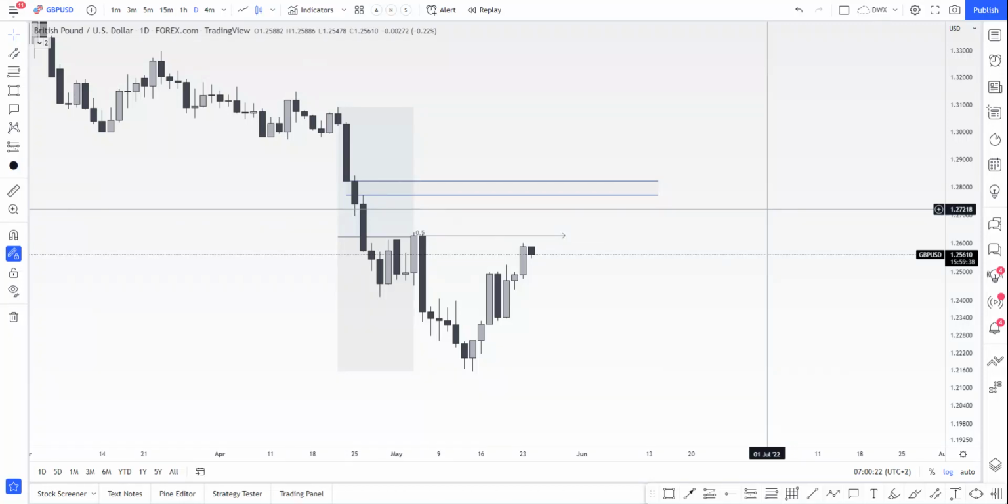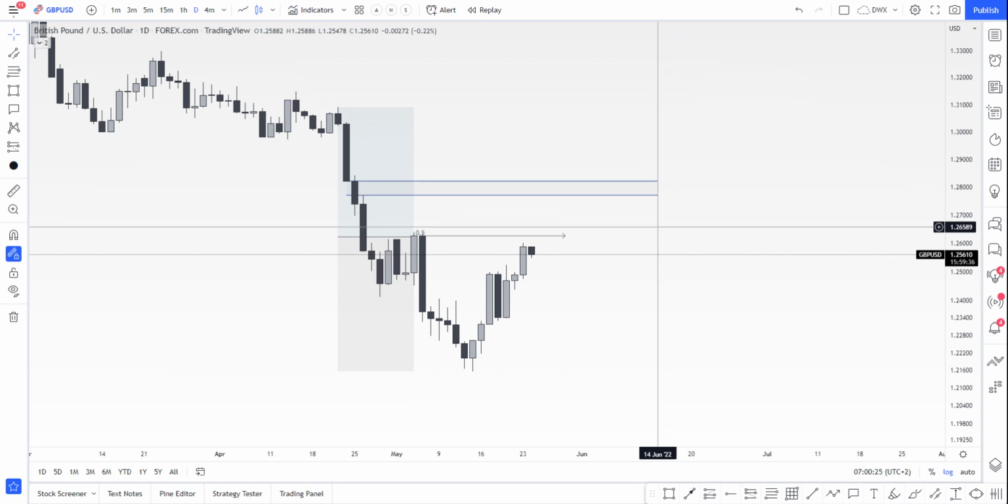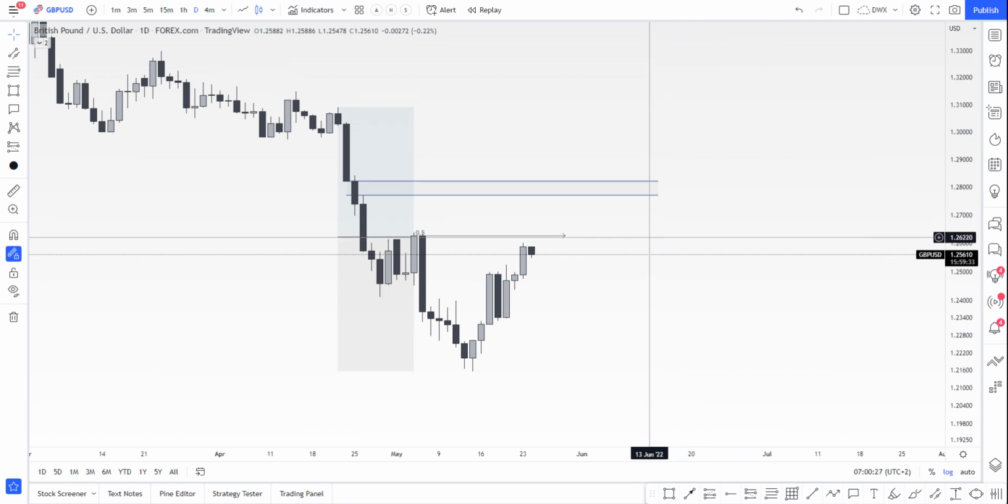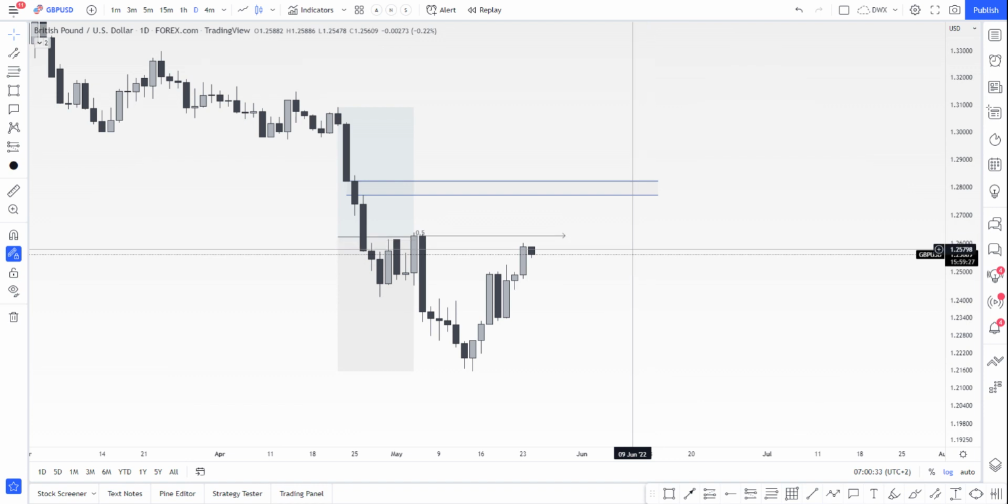Let's have a look at some technical analysis. Let's look at GU, EU, and AU. Let's see what's the business there. What is there we can look at and potentially take a trade from.